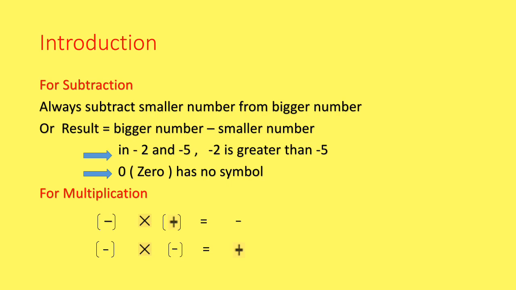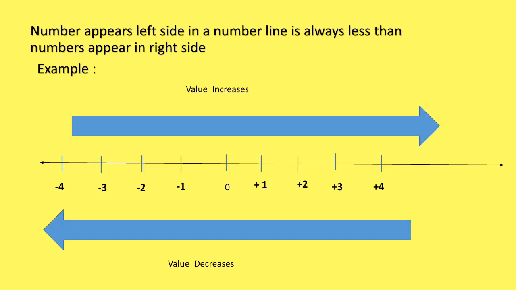For example, minus 2 and minus 5: minus 2 is greater than minus 5, and 0 has no symbol. For multiplication, we have to follow minus into plus is equal to minus and minus into minus is equal to plus. And in the number line, the number that appears on the left side is always lesser than the number that appears on the right side. Or we can say that when we are moving from left side to right side, the value increases, and when we are moving from right side to left side, the value decreases.